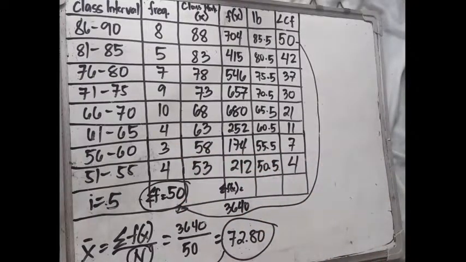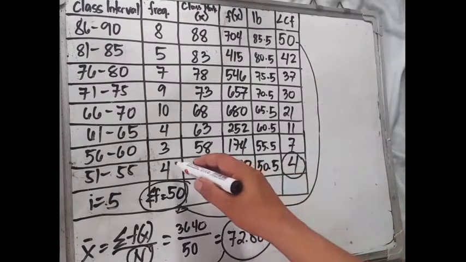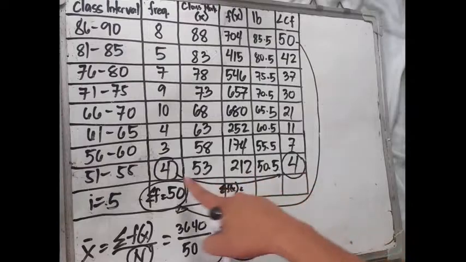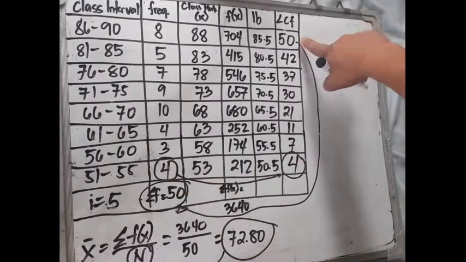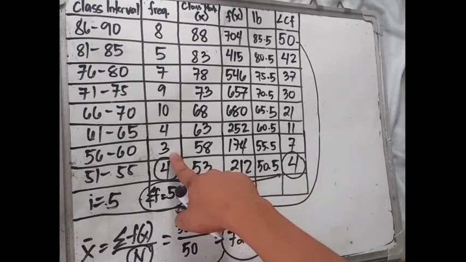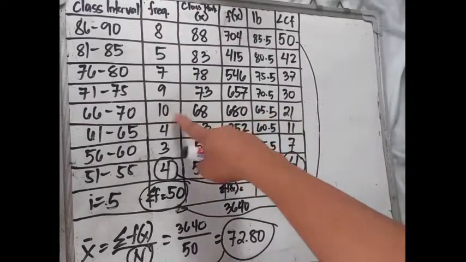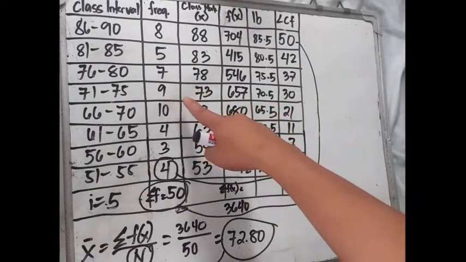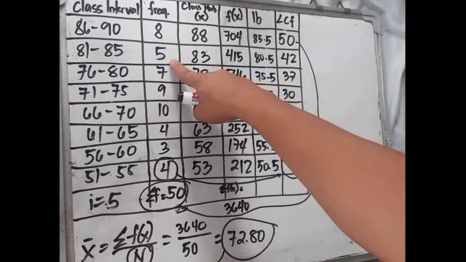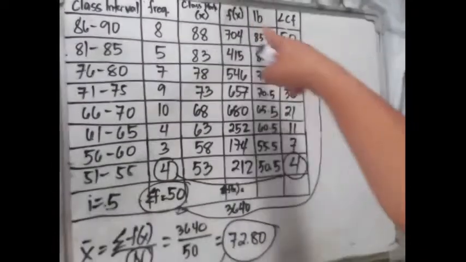Tingnan natin, i-check natin. Dapat itong last cumulative frequency is equivalent to last frequency natin dito. Equivalent yan lahat sila. 4, 4. Total frequency is 50. Dito, 50. Pwede rin 4 plus 3, that is 7, plus 4, 11, plus 10, 21. 21 plus 9, that is 30, plus 7, that is 37, plus 5, that is 42, plus 8, that is 50.